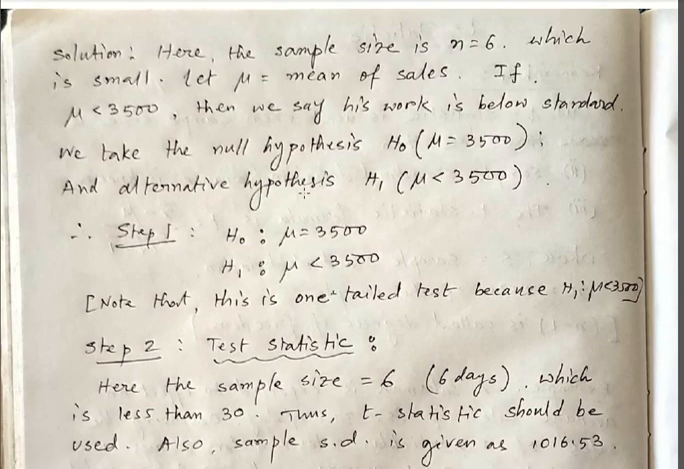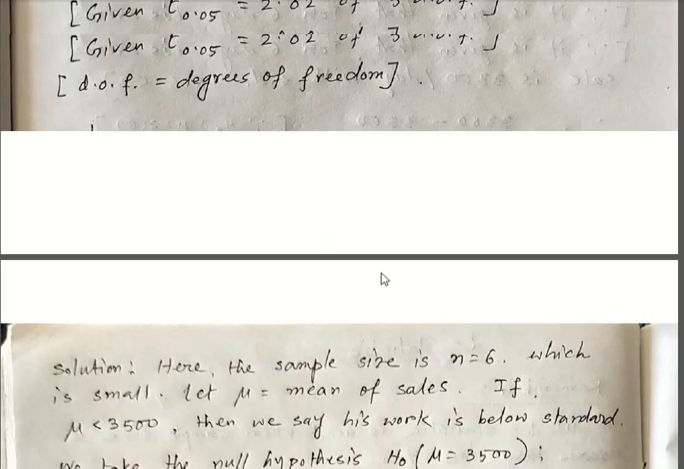Now what is the first step? The first step is to set the hypothesis. So H0, the null hypothesis, is mu equal to 3500. Alternative hypothesis: instead of the not equal to sign, that is mu not equal to 3500, we use here less than. Why?